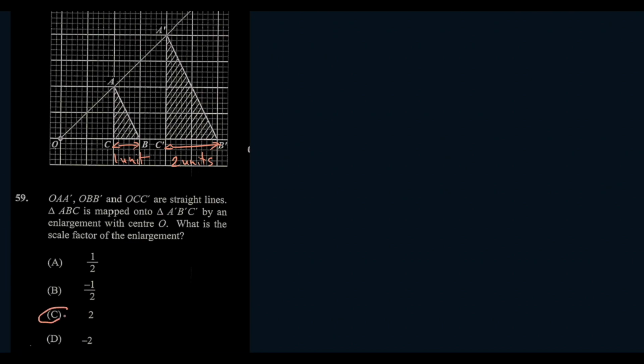So the scale factor is C. If we looked at it from the other side, this here is 2 units, 2 units up here. And then for this one, it goes up 4 units. Okay, so 4. So that means it doubles again from this perspective.